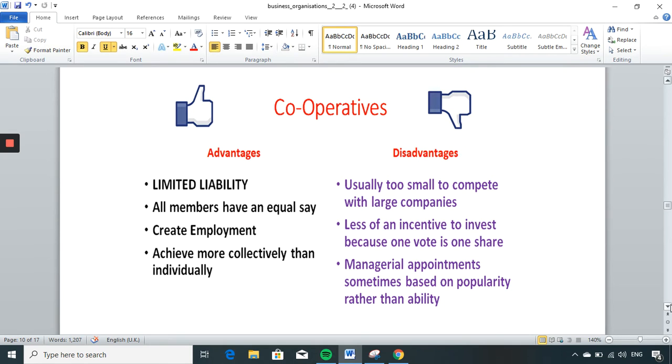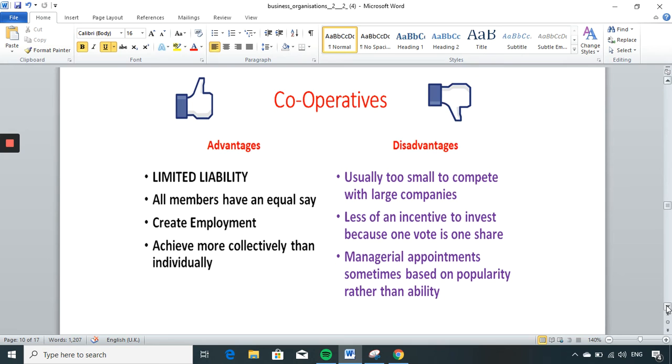So that employment advantage: if it's a credit union, for example, you would know everyone or most people from the area, and it has that sense of community where you're familiar with the customer base. All members have an equal say, but a disadvantage here is less incentive to invest, because one vote is one share. Sometimes you can have popularity, because it's a sense of community, but therefore maybe the best qualified person doesn't get the position, rather than the person who is the most popular amongst people. So again, just different advantages and disadvantages there.